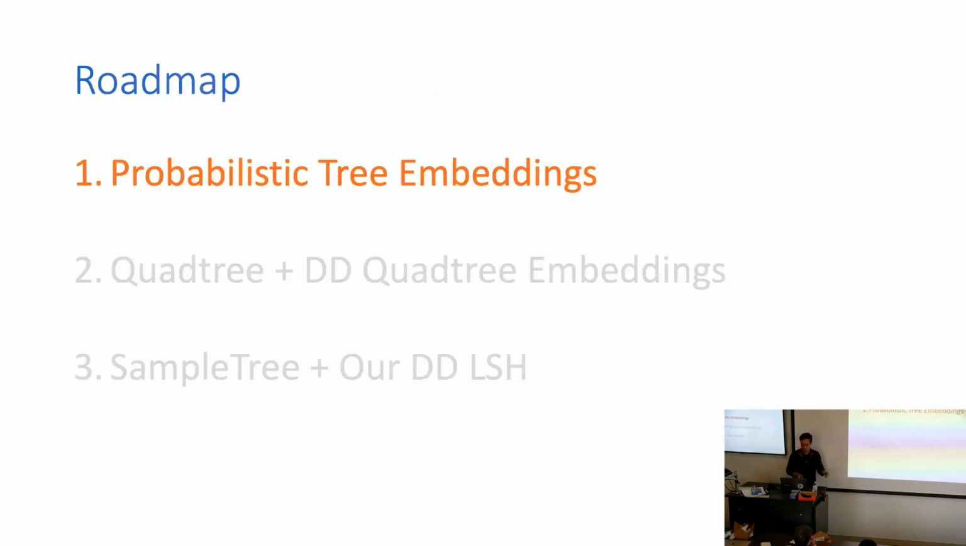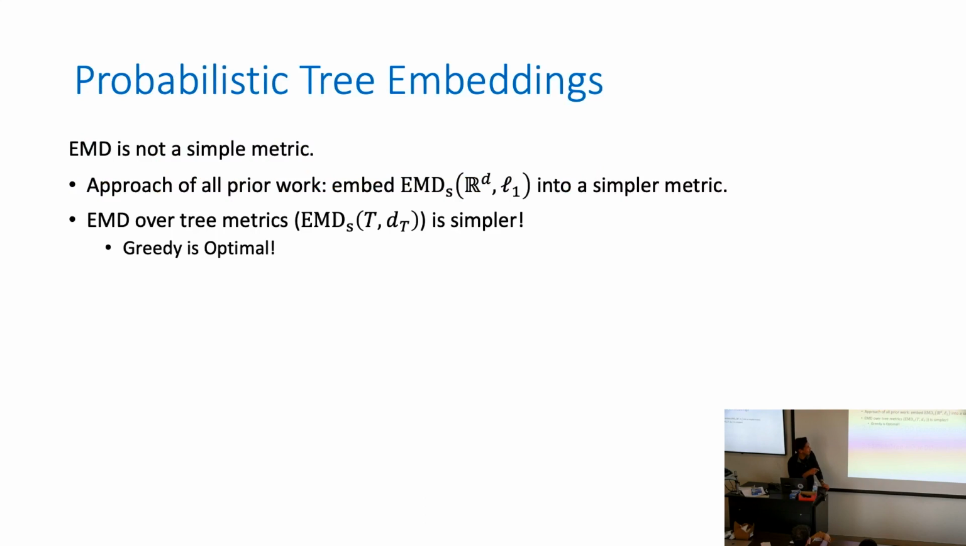So I'll tell you what a probabilistic tree embedding is, and then I'll tell you why, if you have one, you have an LSH. So what is a probabilistic tree embedding? Well, like I said, EMD is not a simple metric. So usually what we want to do is embed EMD into a simpler metric, and this is, of course, used all over computer science.